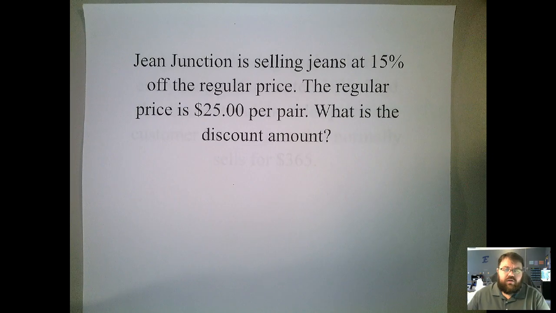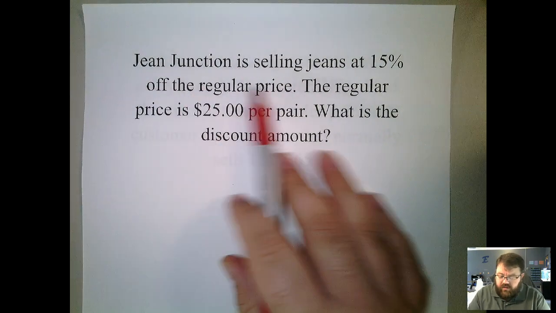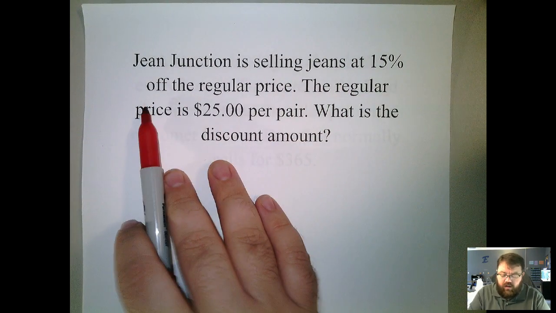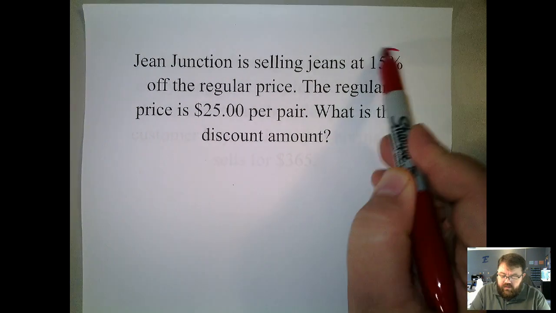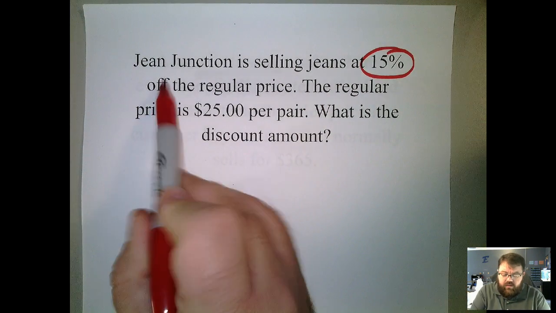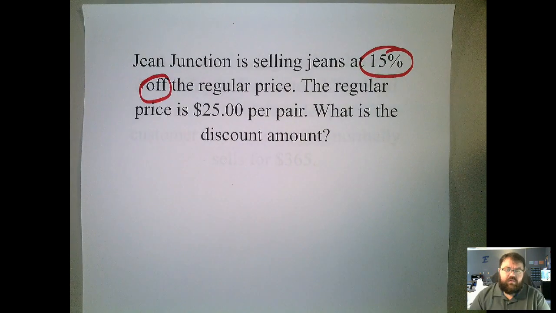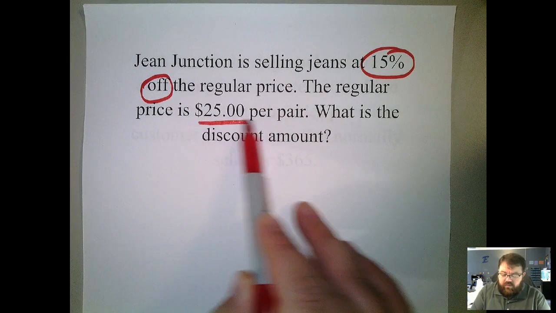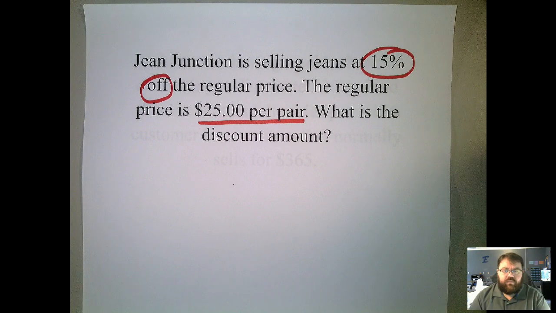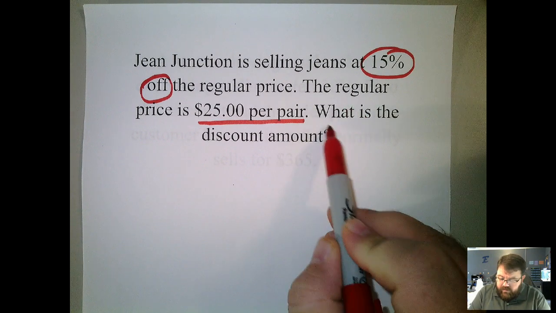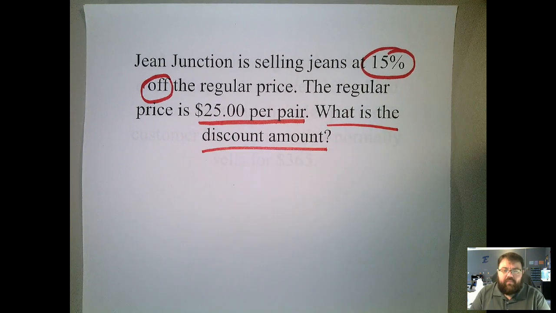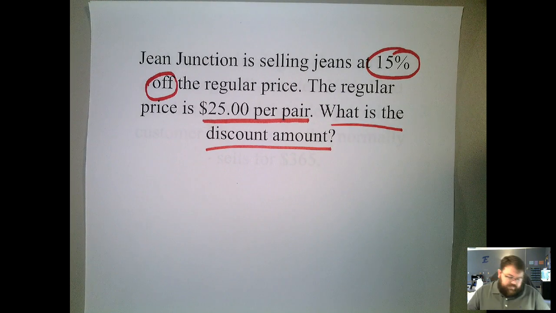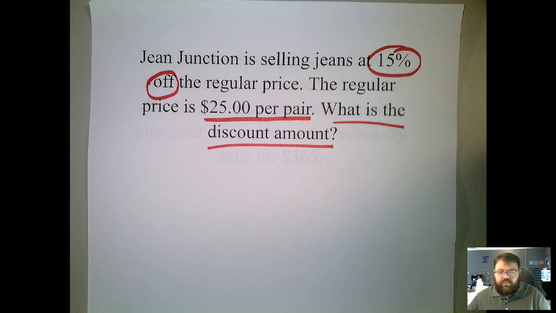And looking at this question, it says that Jean Junction is selling jeans at 15% off the regular price. I'll circle the word off because it is important. The regular price is $25 per pair. What is the discounted amount? So I'm going to show you one way, and then we're going to talk about a second way that you could have solved this problem.